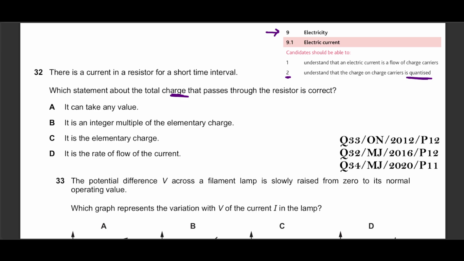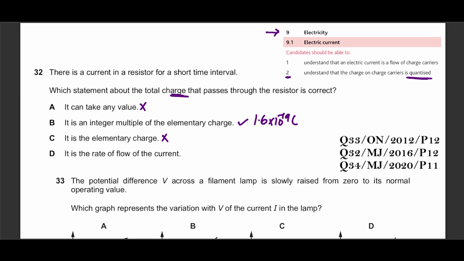So can it take any value? No, it cannot. It is an integer multiple of an elementary charge. This is the most appropriate answer. It is not always the elementary charge itself, because there are many charges flowing, so it cannot be just one charge. And that elementary charge's value is 1.6 times 10 to the power minus 19 coulombs.